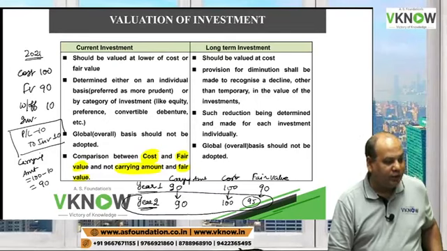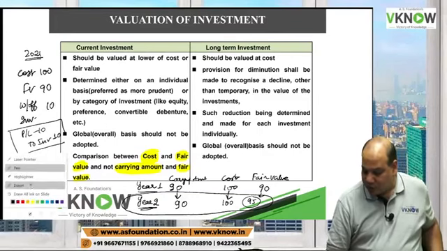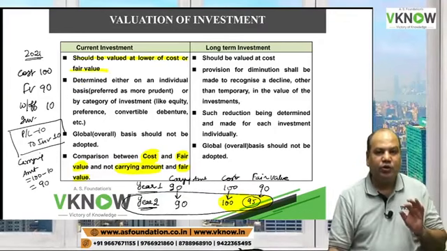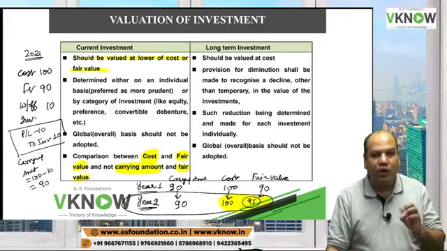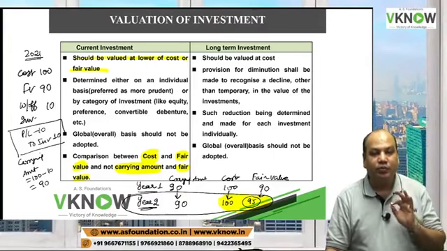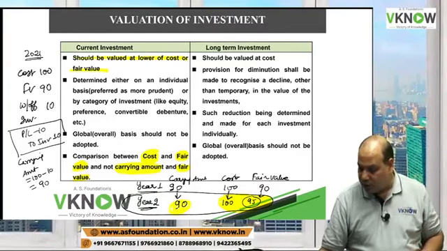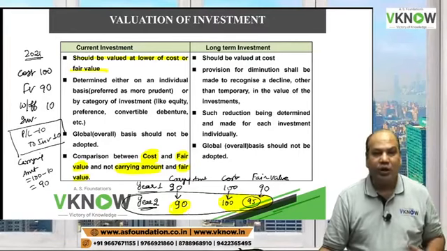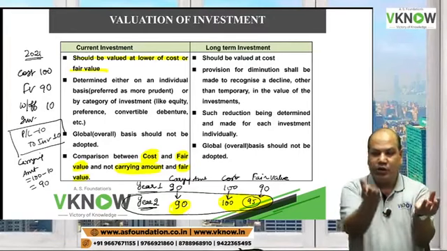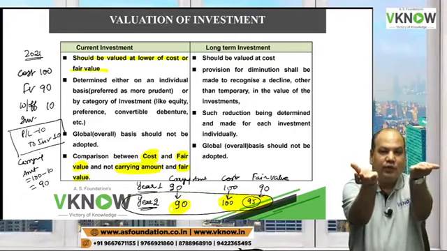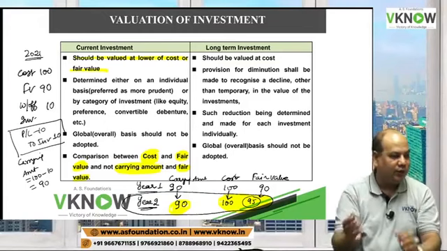Compare 100 with 95. One student is right. Sanket Jain is saying compare 100 with 95 and take whichever is lower. So the lower is 95, which means my investment will now be valued at 95. But my carrying amount is 90. So my left hand, suppose, is 90 and my right hand is 95. I have to increase it to 95.